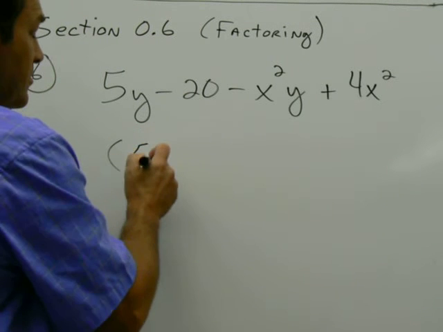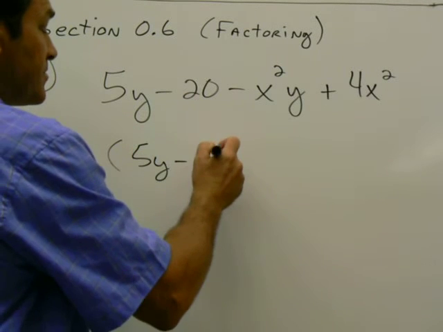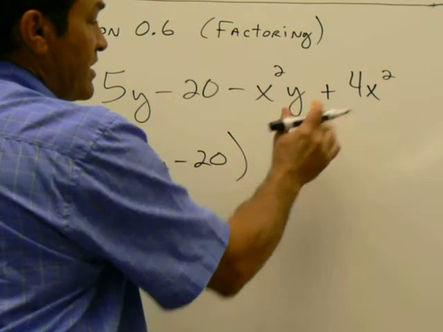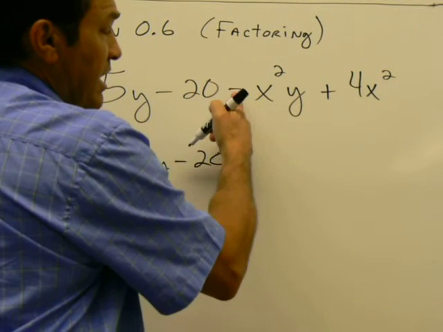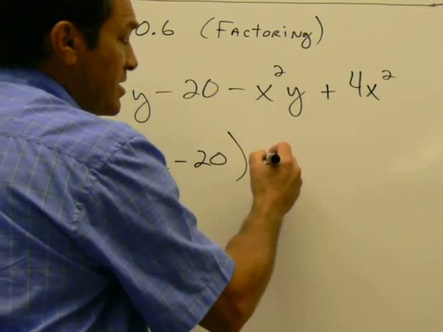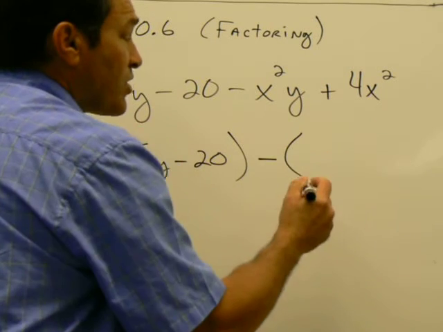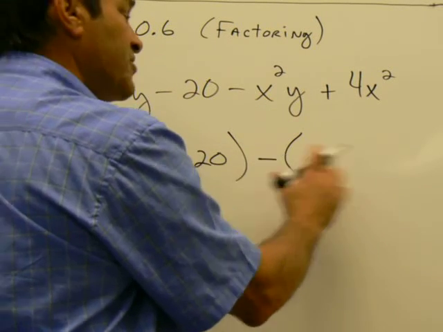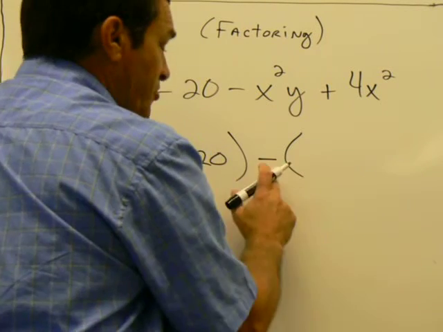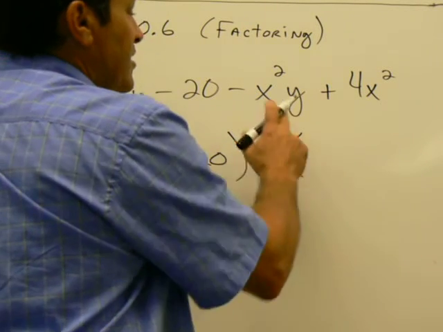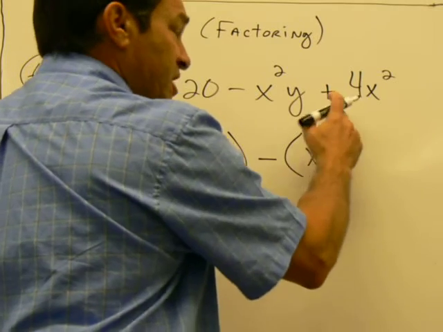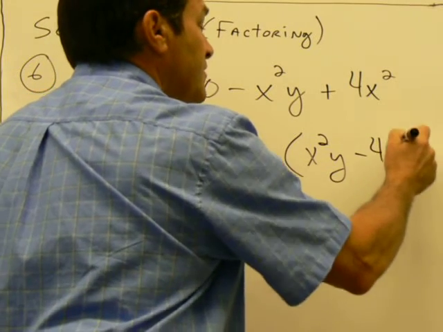When I say group them, I'm going to put them in parentheses, like so. Now be careful right here, because I have this minus sign in front of this term. If you have a minus sign in front of this term, and you're going to factor the minus sign out, you're going to put an expression here that you're subtracting from these 2 terms. That's going to change the sign of this term and make it positive. It's going to change the sign of this term and make it negative.